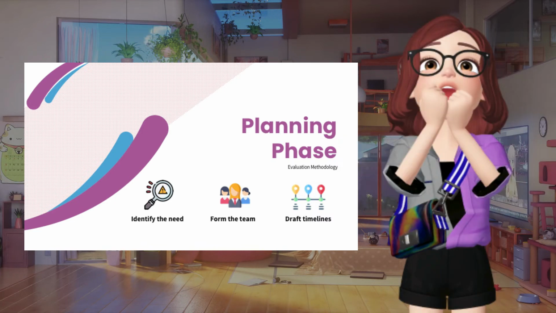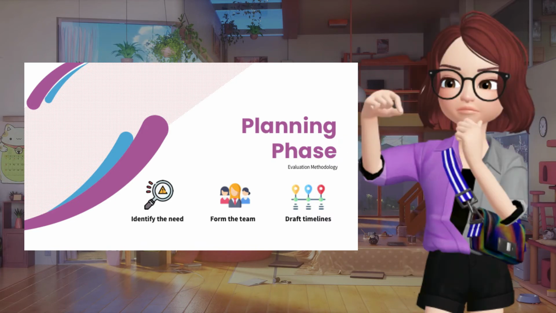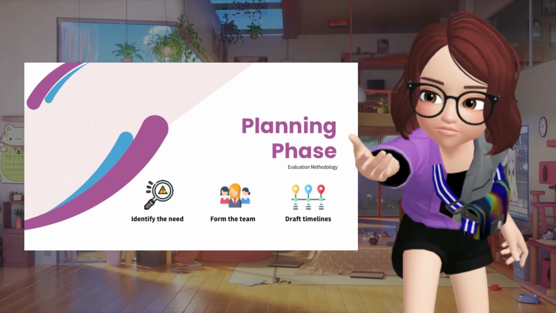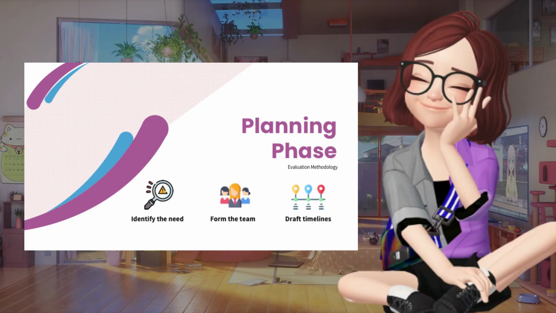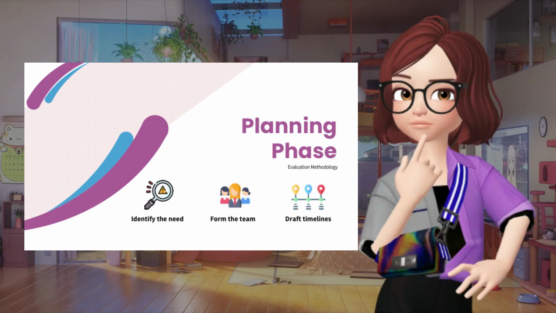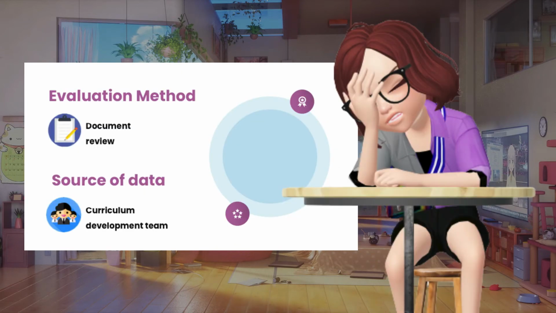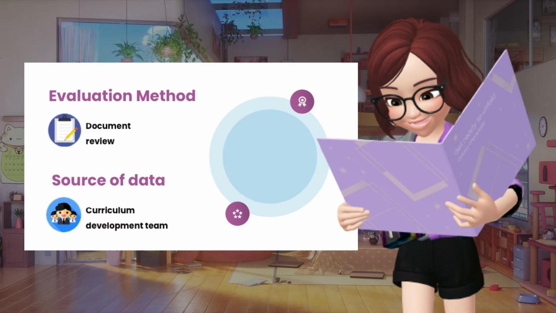Planning phase. Identify the need. The objective is to identify the problem and address the need. Form the team. The objective is to select team members with the required skill set. Draft timelines, with the objective to draft realistic timeline and deliverables. The evaluation method is document review, and the source of data is the curriculum development team.